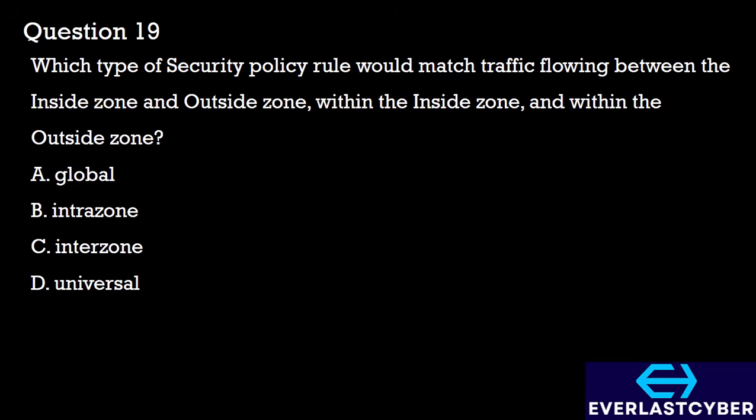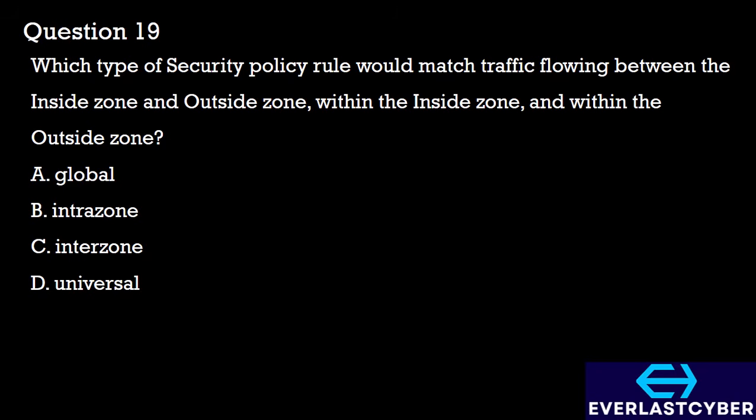Question 19. Which type of security policy rule would match traffic flowing between the inside zone and outside zone, within the inside zone and within the outside zone? A. Global. B. Intrazone. C. Interzone. D. Universal.